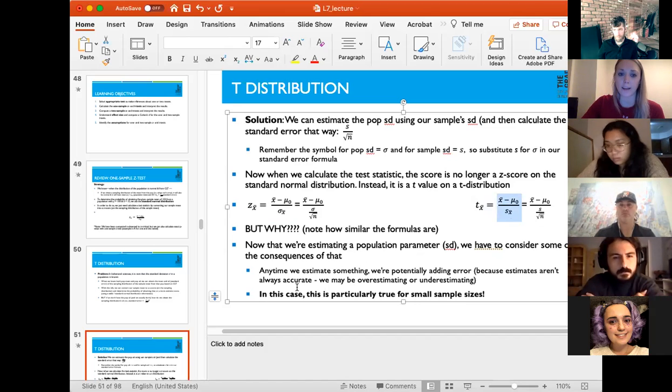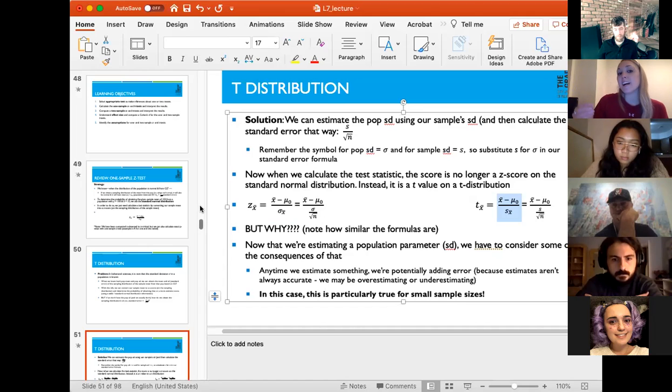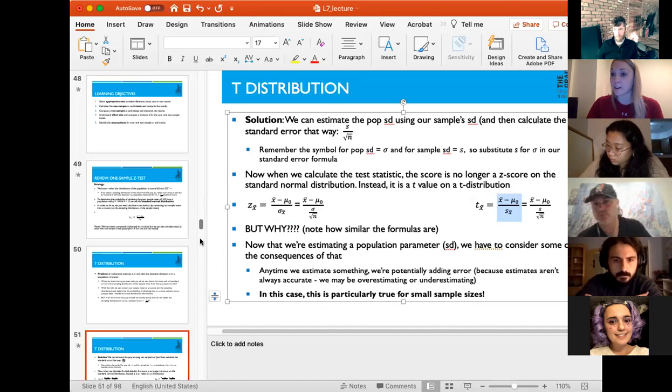Now we also have to consider that we're adding additional error, right? Because we're using our sample's standard deviation, which might also have error in it, to estimate the population standard deviation. Because there's going to be more error, we might be overestimating, we might be underestimating, and we have to account for that. And that's what the student's t-distribution does, it basically penalizes you a little bit for having to estimate this. So it's going to make it slightly harder to get a significant result than on a z distribution, but it should be, because we're adding error. The more error you have, the more you want to penalize yourself a little bit so that you're not committing type 1 errors left and right.